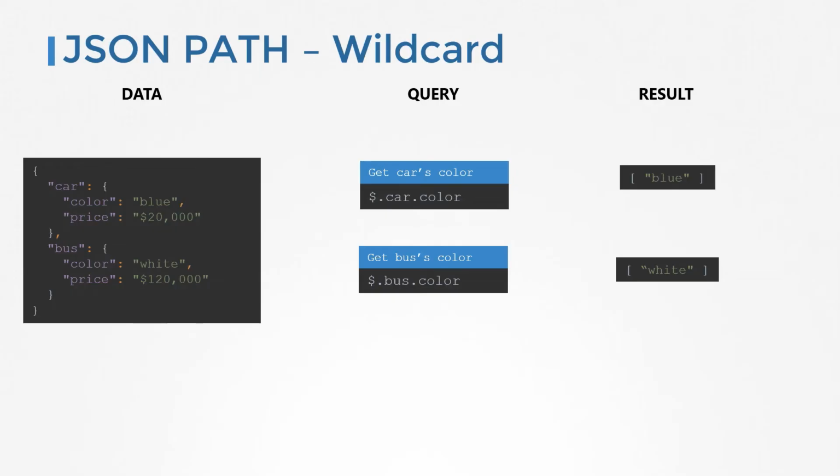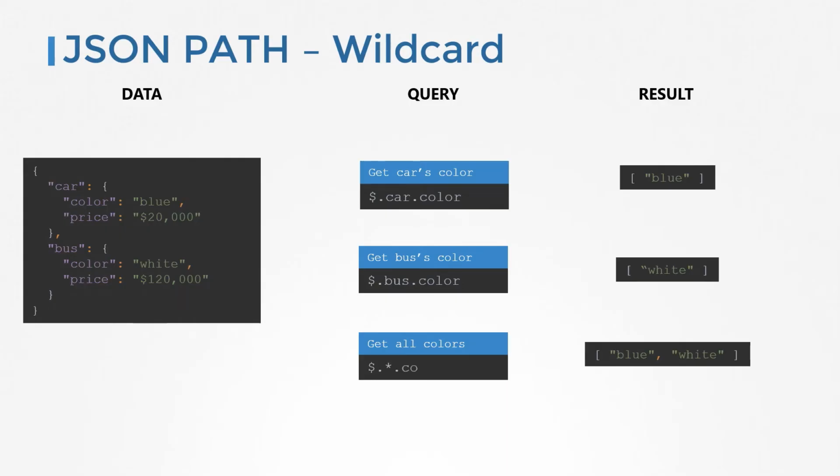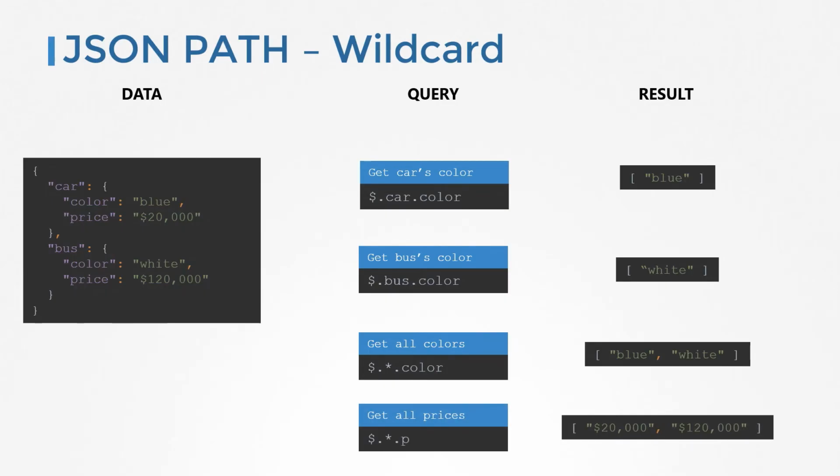What if we want to get all different colors? For example, someone were to ask you to retrieve all the different colors of all the different vehicles available in your store, you would say, instead of saying car or bus, you could replace it with a star or wildcard, meaning any. So your query would be $.*.color. Similarly, to get all prices, you would say $.*.price. So a star wildcard within a dictionary means all or any property of a dictionary.